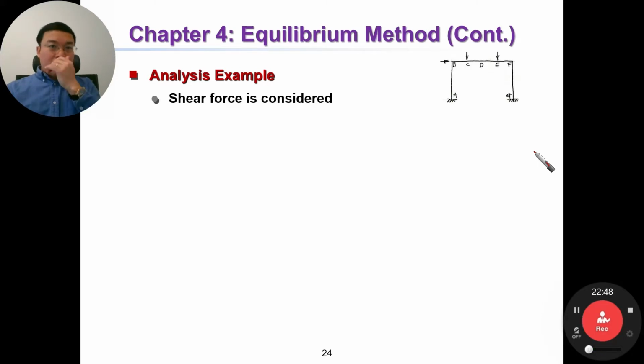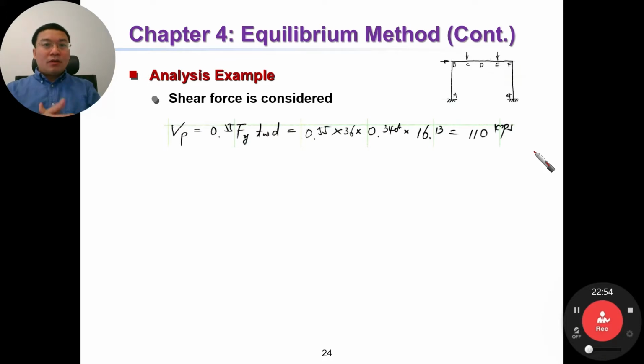About shear force. If shear force is considered, so check the effect of shear force. We have Vp equal to this equation, okay, Vp. Vp means the shear capacity of the section can be determined by using this equation. It's equal to this one.